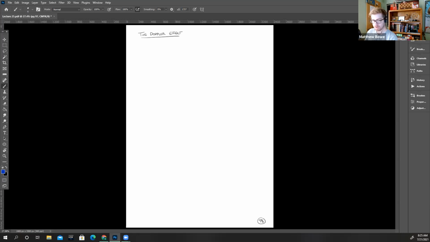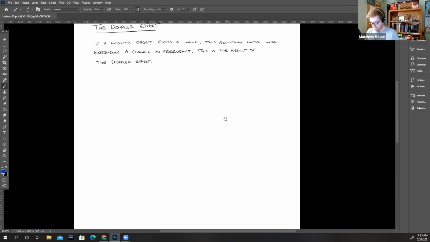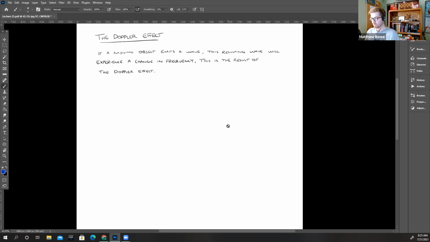The Doppler effect also works with light waves, and I'll explain that after I go over the concept. Pretty much any type of wave. So if a moving object emits a wave, this resulting wave will experience a change in frequency. This is a result of the Doppler effect.